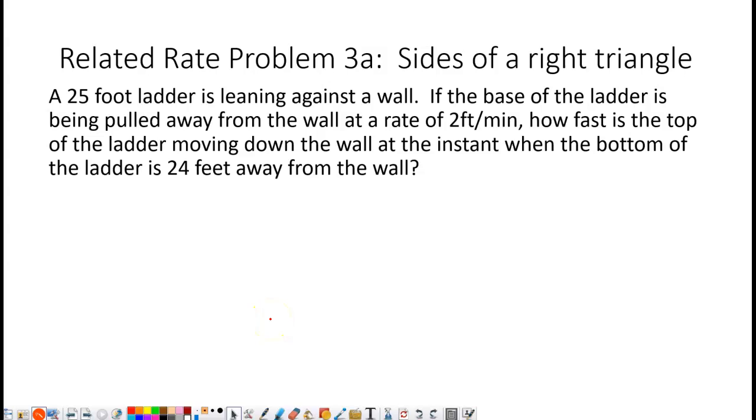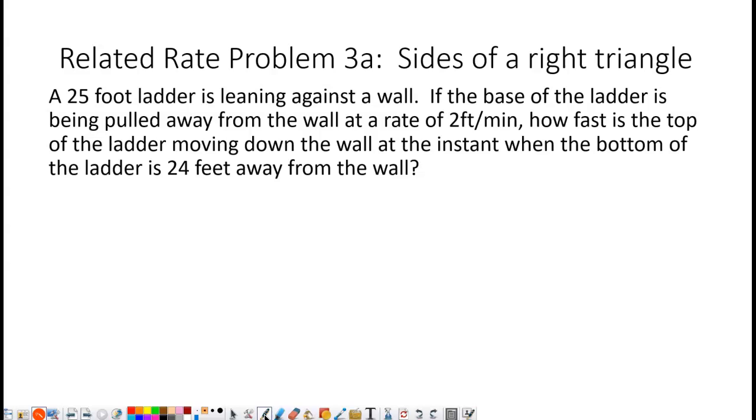This is a very common question. This is probably one of the most common ones there is when it comes to related rate questions. And let's go ahead and see. It says a 25-foot ladder is leaning against the side of a wall. If the base of the ladder is being pulled away from the wall at a rate of 2 feet per minute, how fast is the top of the ladder moving down the wall at the instant when the bottom of the ladder is 24 feet away from the wall? A lot of words there.